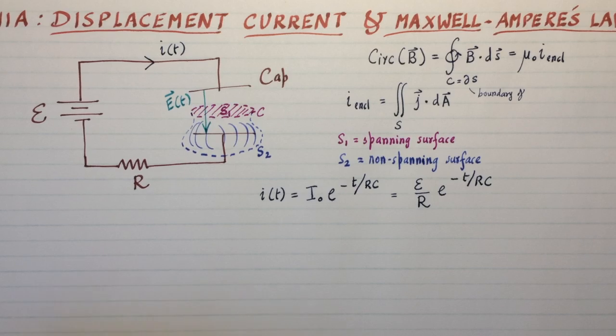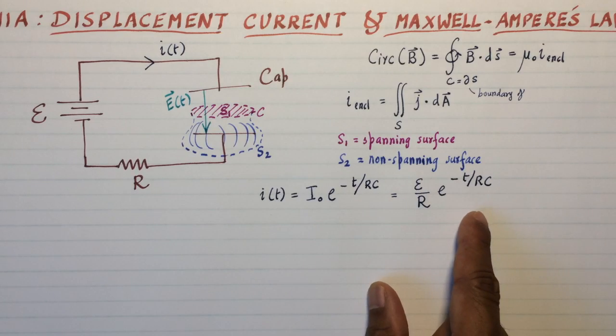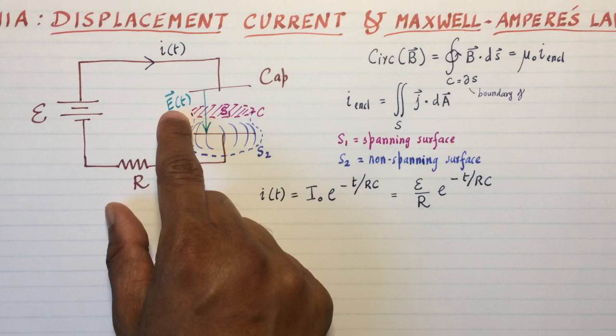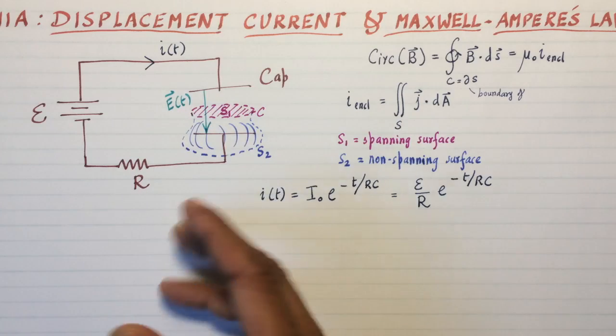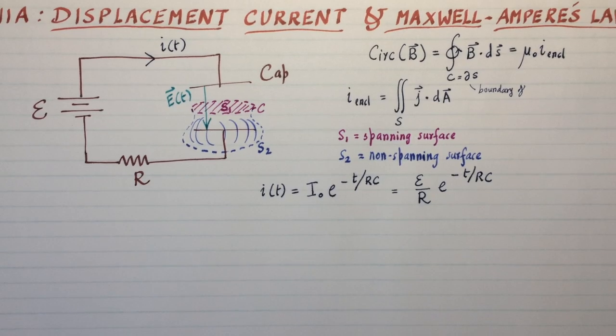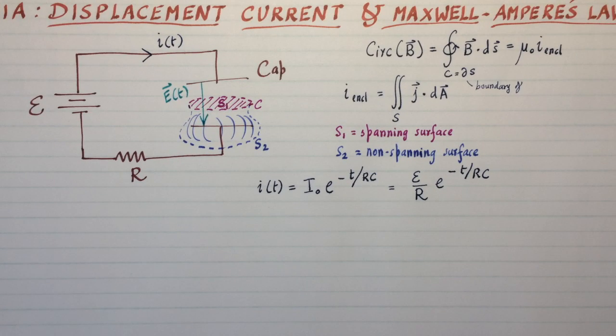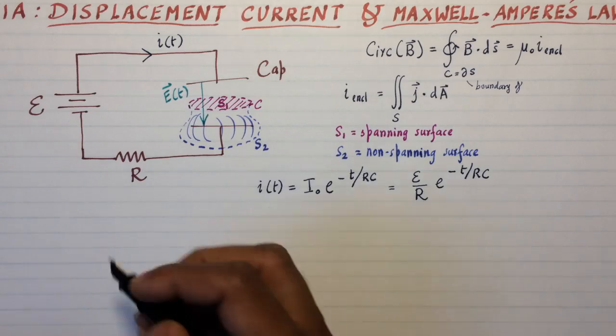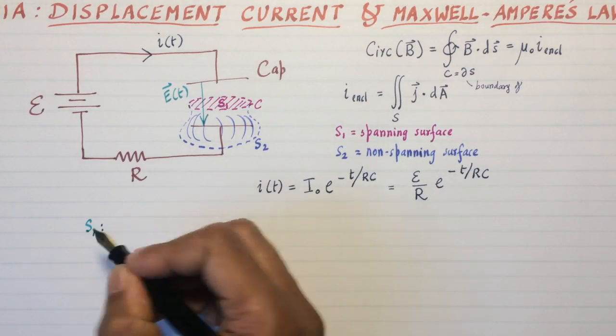So clearly current changes with time, and because current changes with time, the electric field also changes with time. You can write expressions for all of these, and I'll put a problem of the week asking you to do that. So meanwhile, let's just look at what Ampere's law says. For spanning surface S1, Ampere's law tells us something very simple.